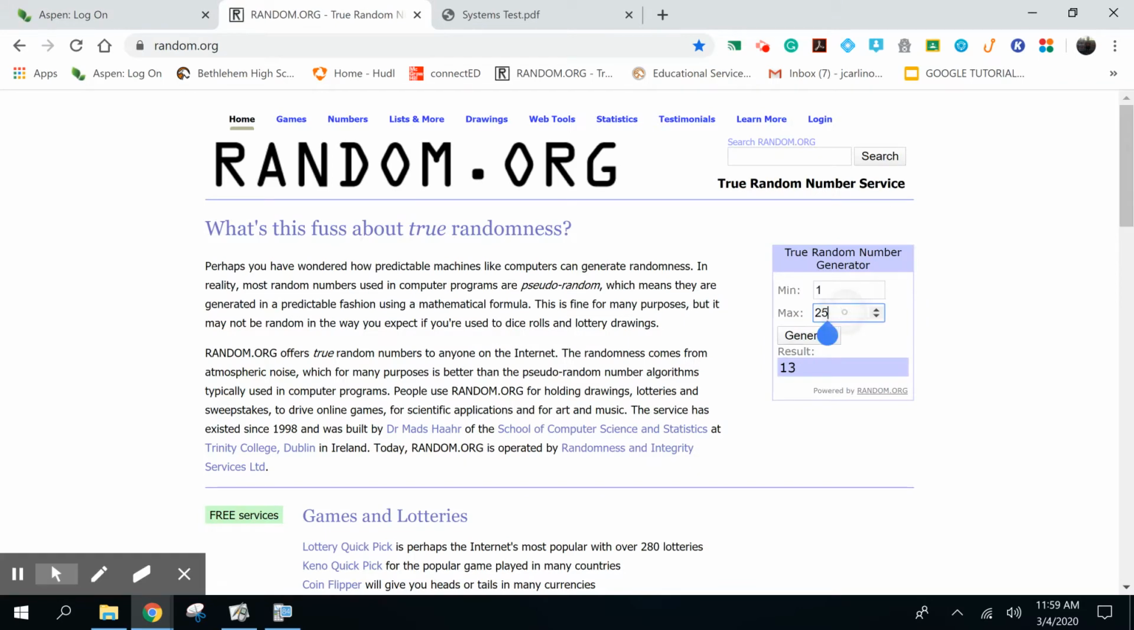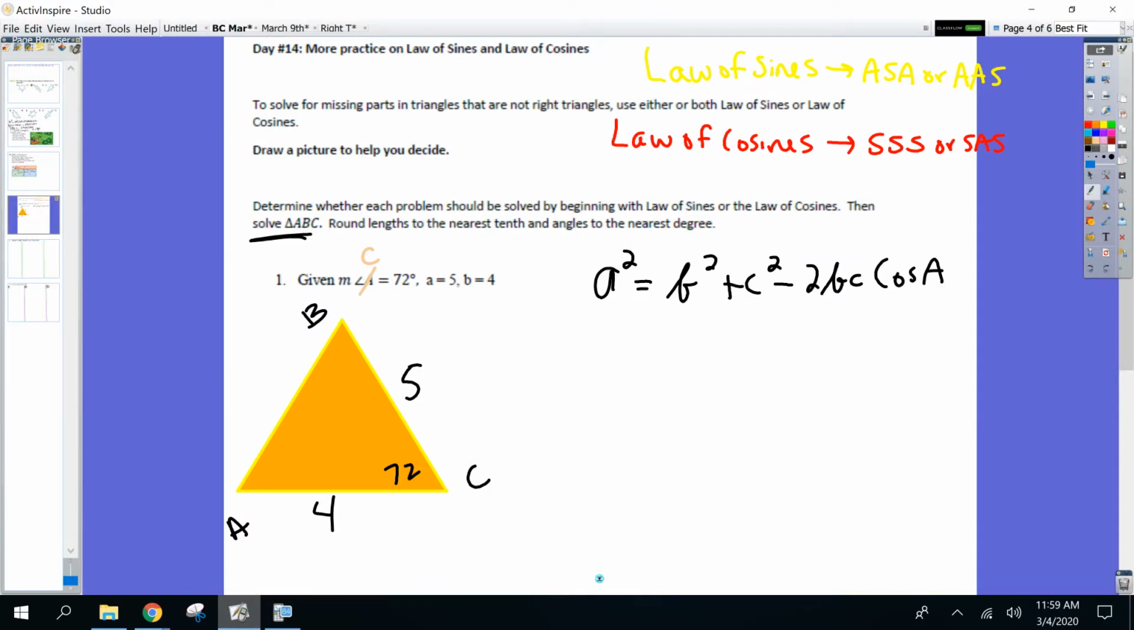Side C. The only one I need. Right on. Yep. Side C I can find. I can't find the angles using this. All right, I'm going to find side C. So, law of cosines, review from yesterday. What always goes first? The side across from the angle, which is 72. So I'm going to start off with C squared.